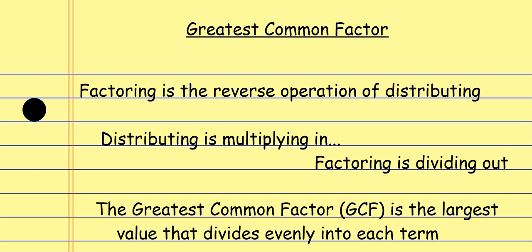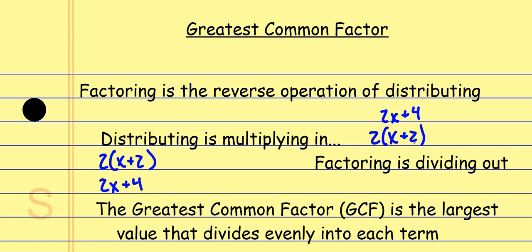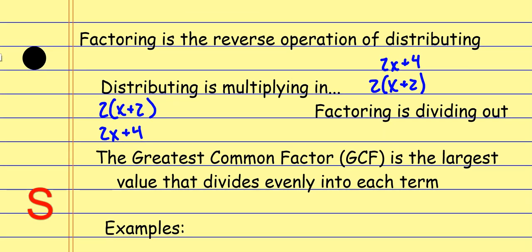All right, and when you think about the distributive property, you think about things that kind of look like this. When you see something like this, that's a type of question you would use your distributive property on, and your answer would be 2x plus 4. But factoring is when we start with something like 2x plus 4, and we end up with 2 times the quantity x plus 2. See, the distributive property is multiplying that 2 into the expression, and factoring is dividing the 2 back out of the expression.